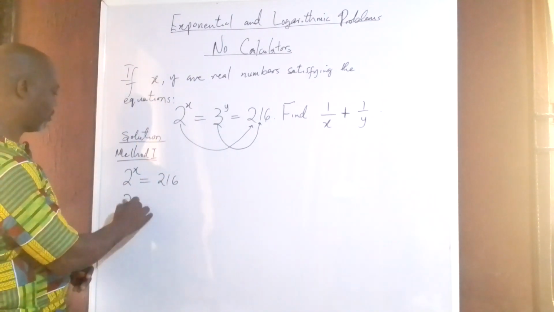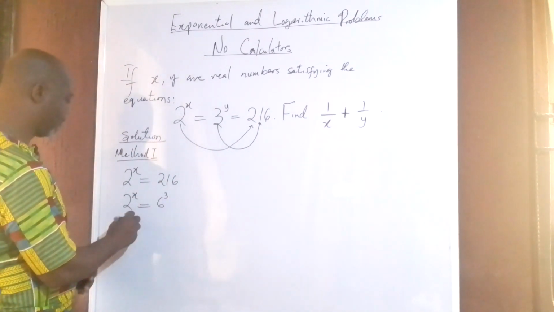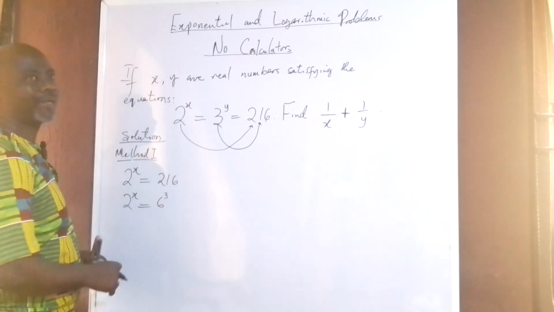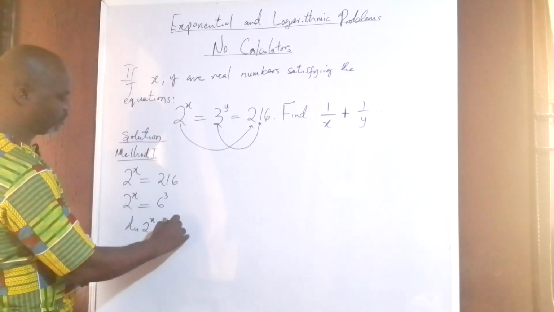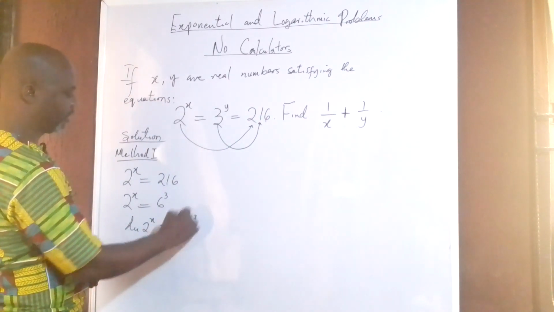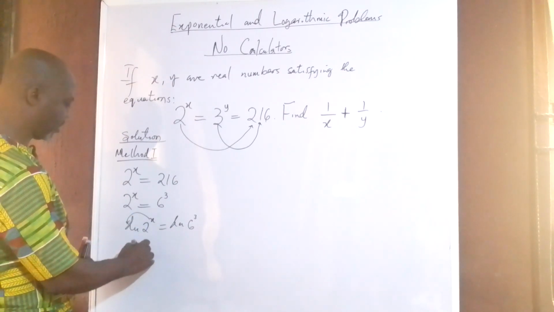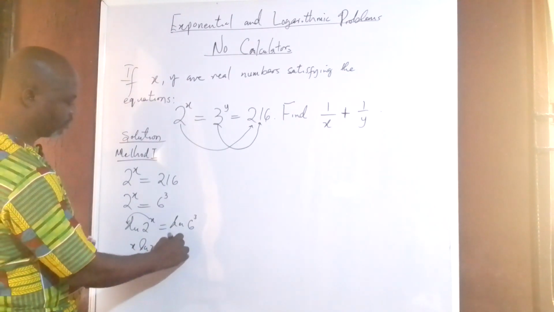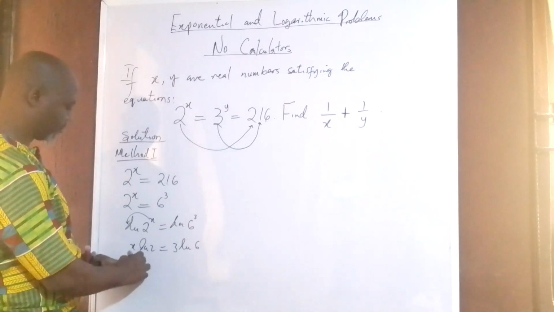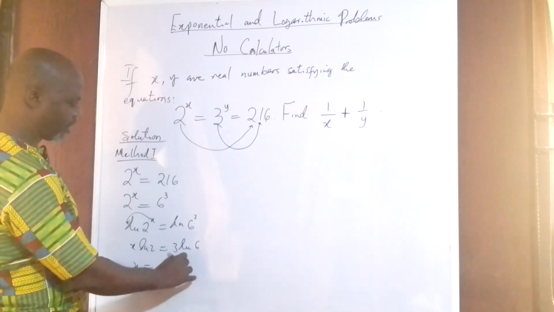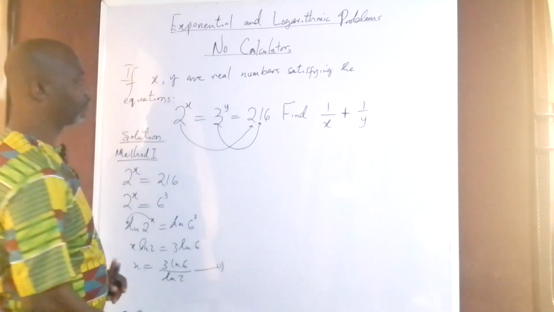And then of course 216 is 6 to the power of 3. From there, we take the natural log of both sides. So we have ln of 2 to the x equal to ln of 6 to the power of 3. And so this x comes here as a coefficient. So we have x ln 2 equal to 3 ln 6. So from here, x will give us 3 ln 6 over ln 2. So we can call this equation 1.